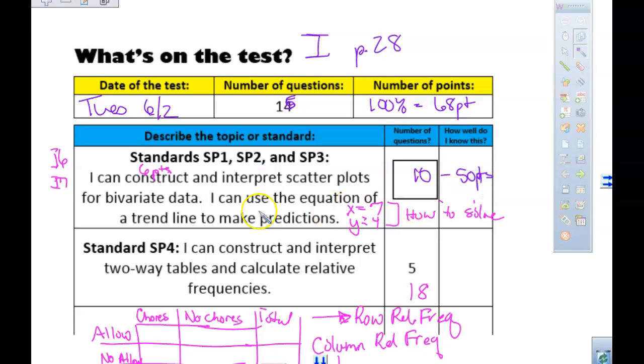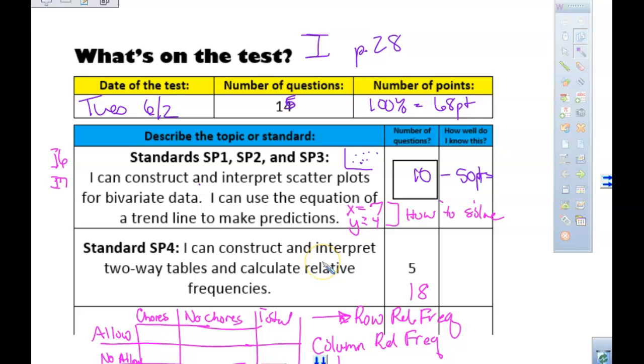They're not necessarily the first 10 in order, but I can construct and interpret scatter plots, like we've been doing in I-7, I-8, I-9, so constructing it, plotting the points. Remember, when you plot the points, you're not going to necessarily connect them with lines. You're going to put your data points, then use your ruler and draw your line of best fit, and then use the equation of the line, your trend line, to make predictions. So 10 questions, 50 points.